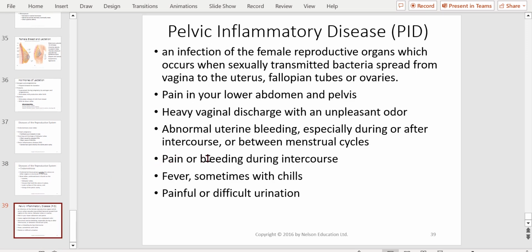Okay. Last slide here, we've got PID, an infection of the female reproductive organs, which occurs when sexually transmitted bacteria spread from the vagina to the uterus, fallopian tube, or ovaries. Yes, those bugs can get in there and they can cause great damage. Pain in your lower abdomen and pelvis, heavy vaginal discharge, abnormal uterine bleeding, pain or bleeding during intercourse, fever, some chills, pain, difficulty urinating. So that's where we've got right now.